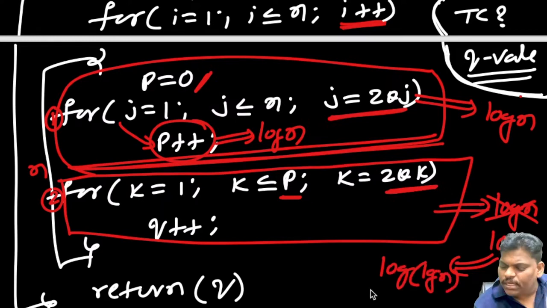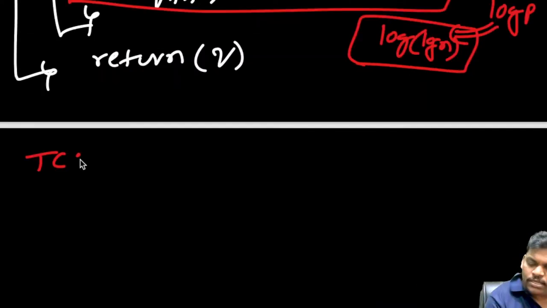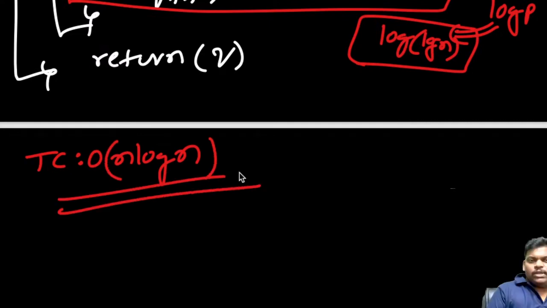So what I want to say is, the outer loop is n time, with two inside loops. One loop is log n, and one more is log n inside. So between log n and log n, take the bigger one. Outside is n, inside the bigger is log n. So the time complexity of this program is n log n.